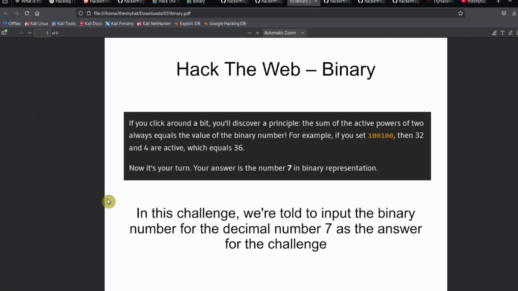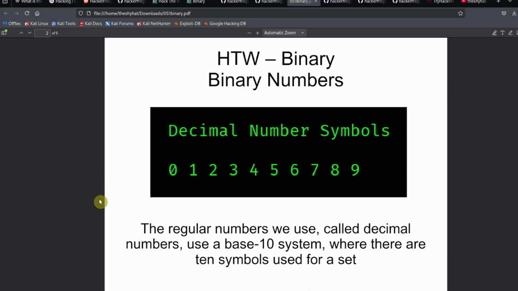So this is Hack the Web Binary. In this challenge, we're told to input the binary number for the decimal number 7 as the answer for the challenge. So we're talking about binary numbers. The regular numbers that we use are called decimal numbers, and that uses the base 10 system. So when we talk about regular numbers, that's decimal. DEC stands for the number 10. So decimal means 10 numbers. The symbols we see in the decimal number system are 0, 1, 2, 3, 4, 5, 6, 7, 8, 9. So there are 10 symbols, including the number 0, that make up a set.